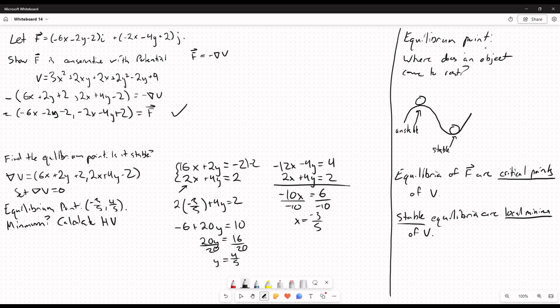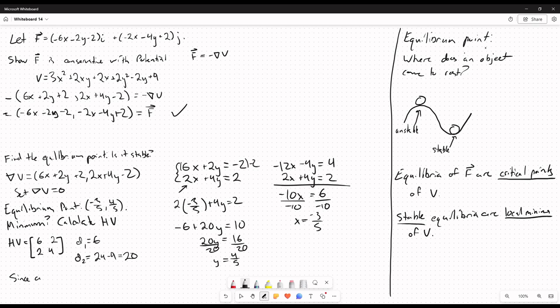So if we do that, we're going to get that the Hessian of v equals, first let's take the partials of the first function. That's going to be 6, and then 2. Then we'll take the partials for the second function. That will be 2 and 4. Our first minor, my d1 value, is just going to be 6. My d2 value is going to be 24 minus 4, the determinant of the whole matrix, which is 20.